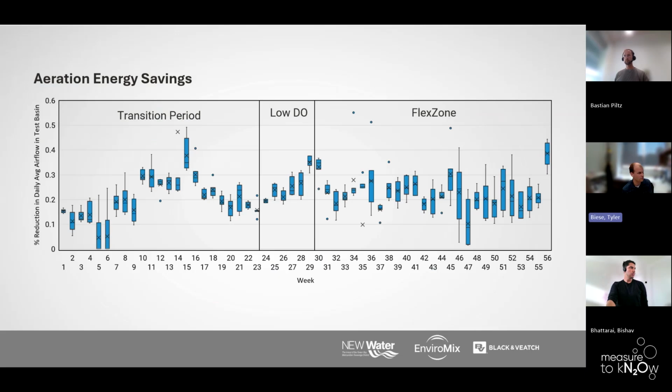So this is a graph of aeration airflow reduction in the control basin versus the low DO test basin. So we had that transition period and the low DO, the constant low DO period, and then the flex zone period. And it's pretty highly variable based on influent loads and what's going on at the facility as far as equipment control. You know, we had some malfunctions with valves and things. But generally overall, the aeration savings in the low DO basin was around 22% averaged for the period.